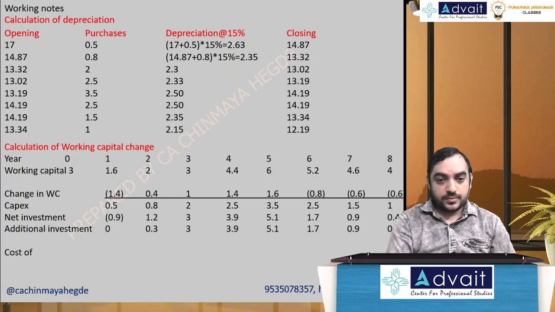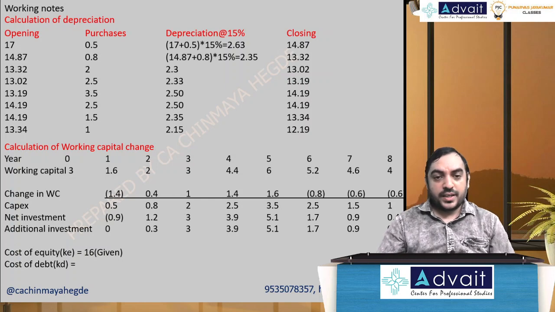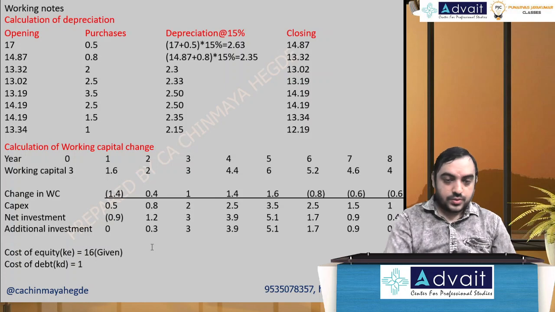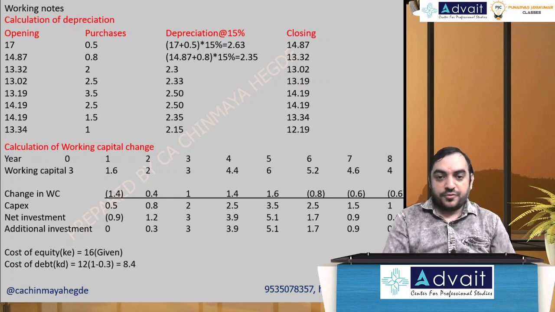So cost of equity, KE, equals 16%, given. Cost of debt, KD, is rate of interest into 1 minus T. Rate of interest is 12%, tax rate 30%. So 12 into 1 minus 0.3, that is 8.4.